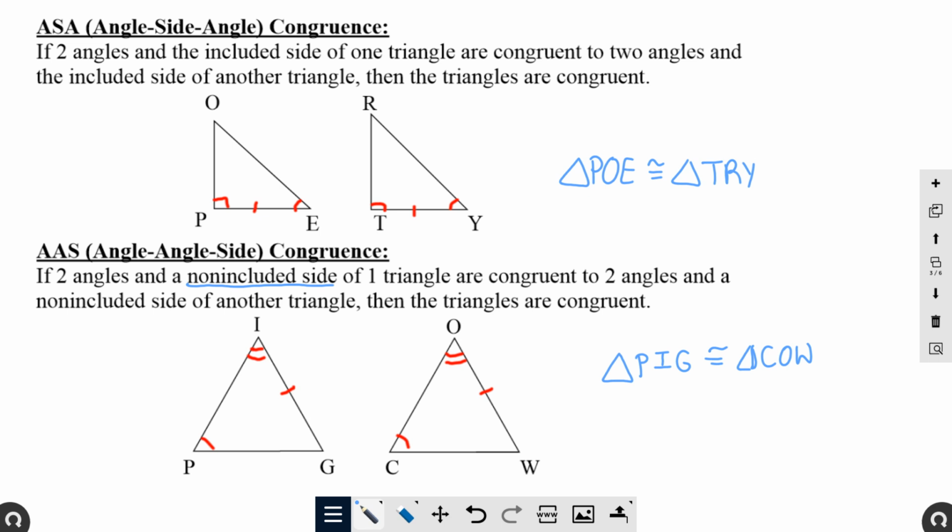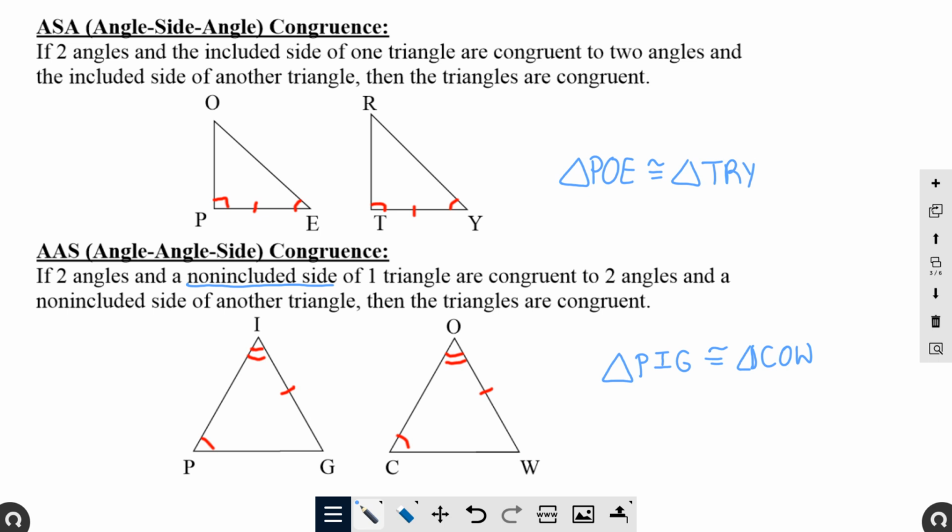So we have pig, cow. Triangle pig, triangle cow. All right, so far we have 4 ways out of the 5. So we had side, side, side; side, angle, angle; and angle, angle, side. If you notice, all of those either have an A or an S in it.